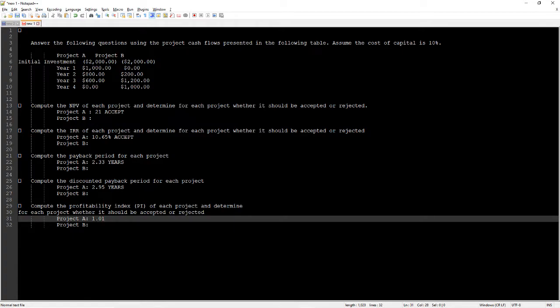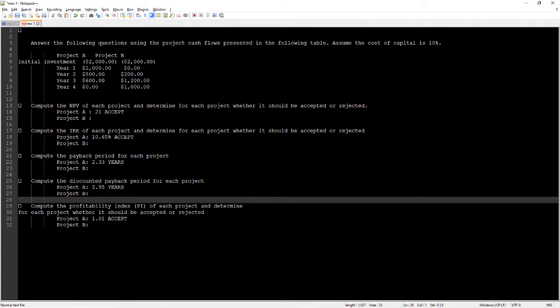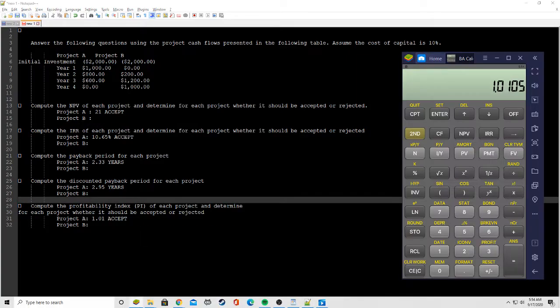And the way we determine whether we accept or reject based on the profitability index, in the way that we calculated it, is if it's over 1, we accept the project. If it's under 1 or below 1, we reject the project. So since it's over 1, we accept. And then we're done with project A. So now we can go back and just do everything for project B.